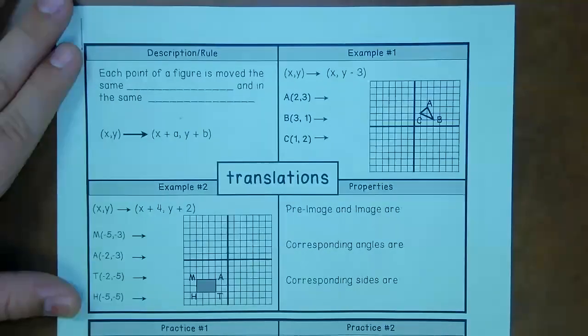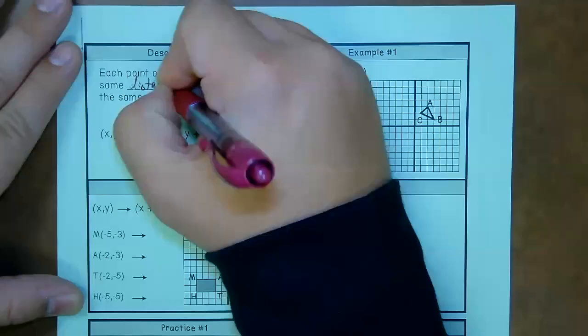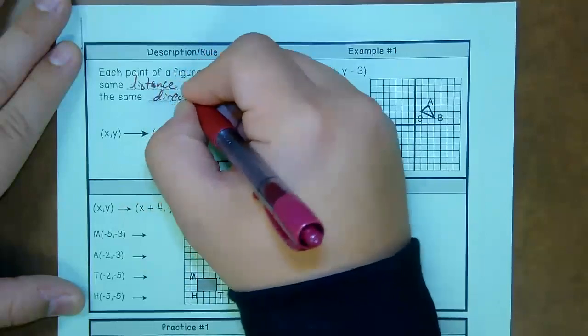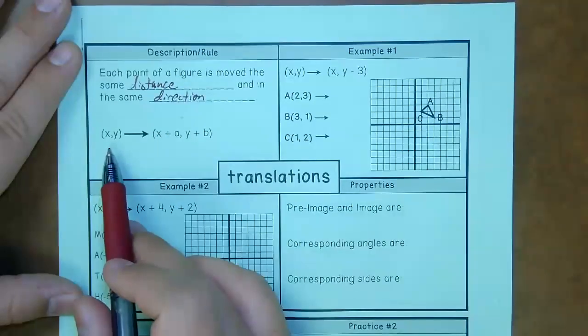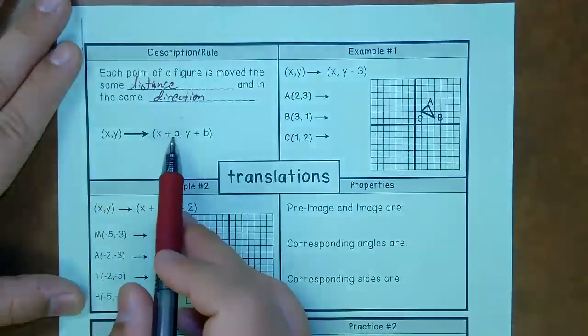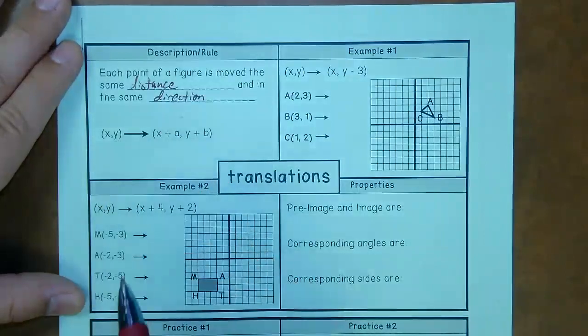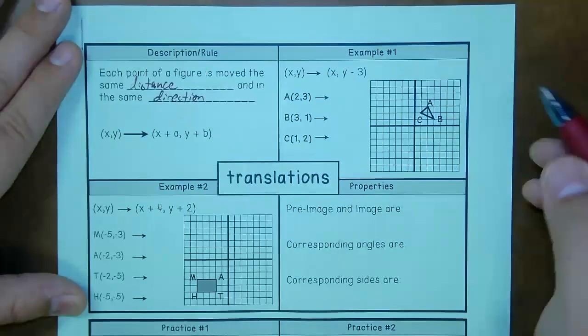Each point of a figure is moved the same distance and in the same direction. So the x value is going to be changed by the same amount every single time, and the y value is going to be changed by the same amount every single time for every single point in that figure. Let's take a look at these points.